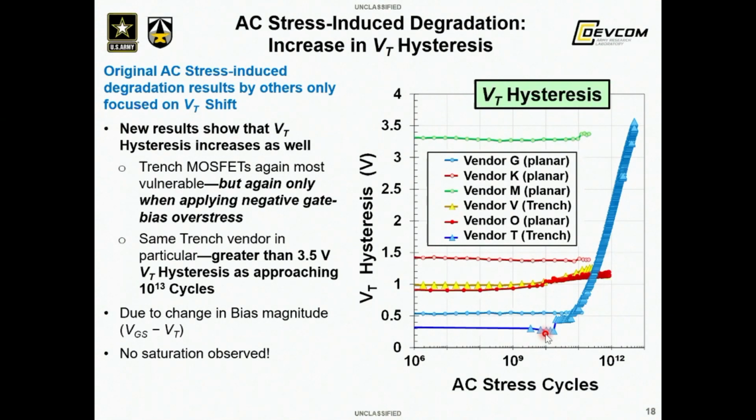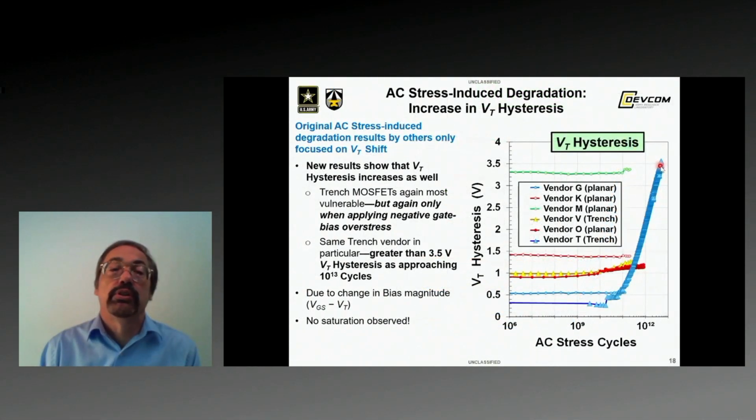And we believe that this increase in VT hysteresis is due to simply change in bias magnitude being applied during the VT hysteresis measurement because of the large positive VT shift. And it's really important to note that no saturation is observed.